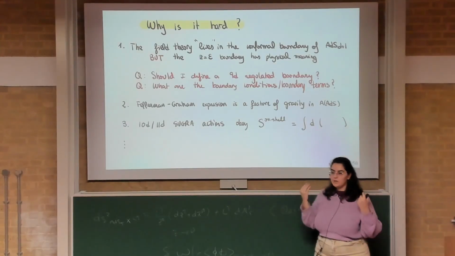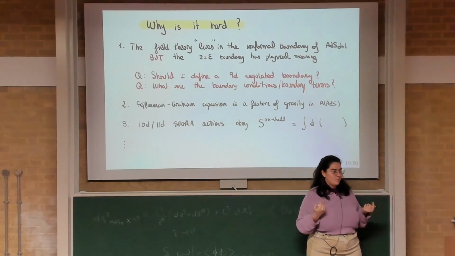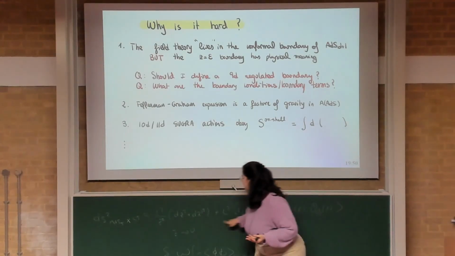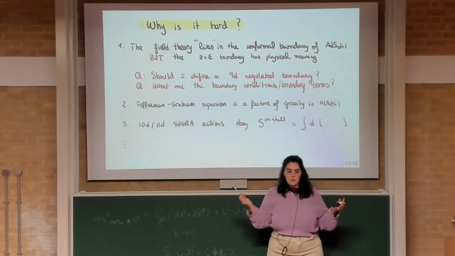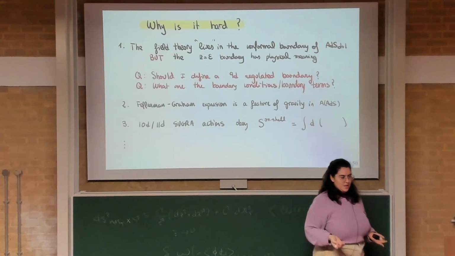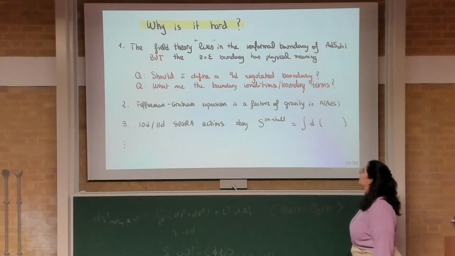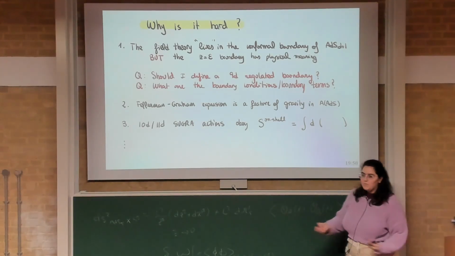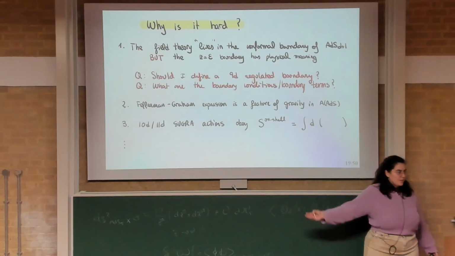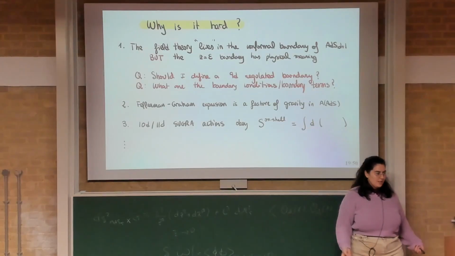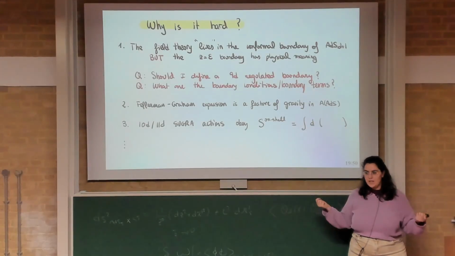But now when we try to think about this from a 10-dimensional point of view, we have this problem that when I regulate the 10-dimensional action, I have a 9-dimensional boundary. Does my 4-dimensional theory live in a 9-dimensional space? That doesn't seem to make a lot of sense. In general, what are the correct boundary terms to put in this 9-dimensional boundary? We don't know. And also, in 9 dimensions you can put so many things.